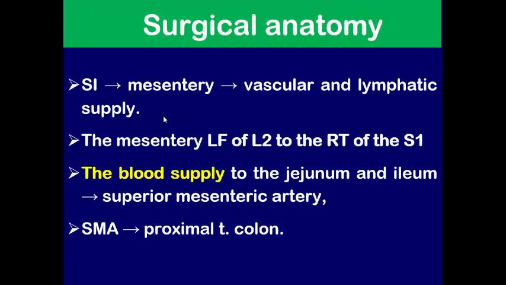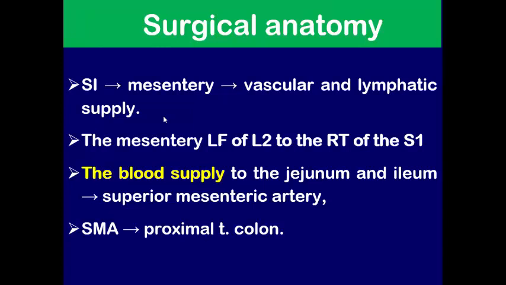Venous drainage parallels the arterial supply, leading to the superior mesenteric vein, which joins the splenic vein behind the pancreas to form the portal vein. Lymphatic drainage is from the bowel wall through the lacteals and then to the mesenteric lymph nodes, to the superior mesenteric nodes, and then into the cisterna chyli, and finally to the thoracic duct.